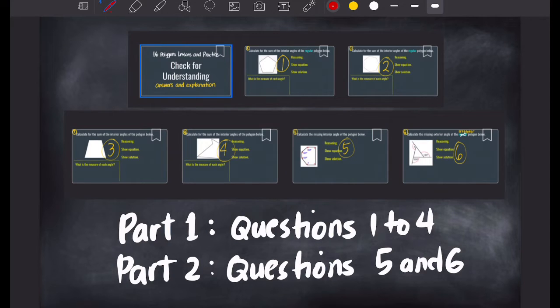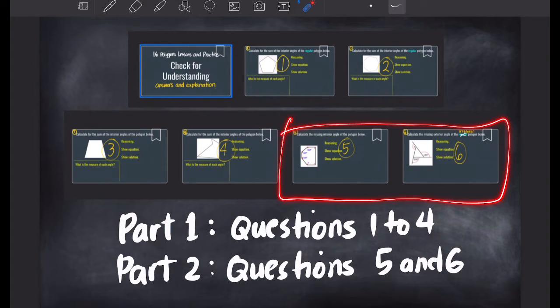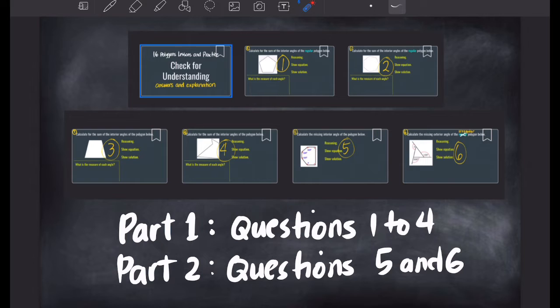If you look here, there are a total of 6 questions. In Part 1, we will tackle questions 1, 2, 3, and 4. And in Part 2, we will tackle the application questions, which are the bit more challenging questions. So let's get right onto it.